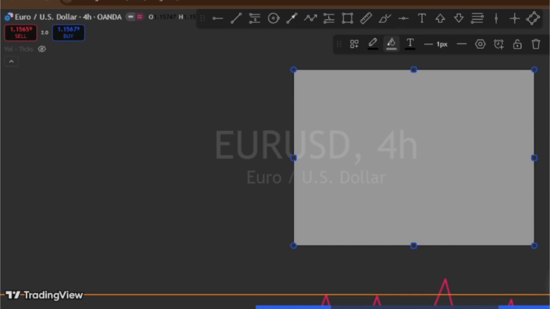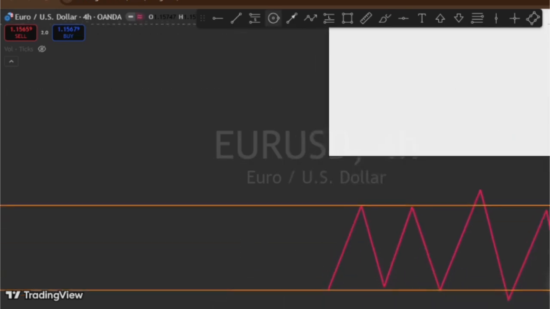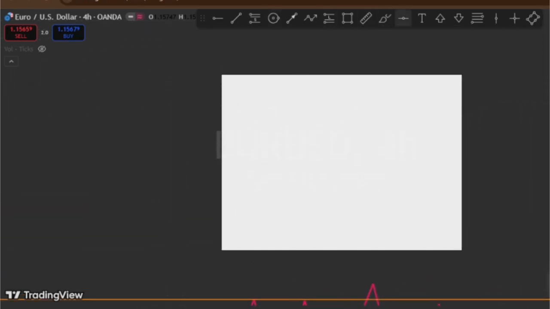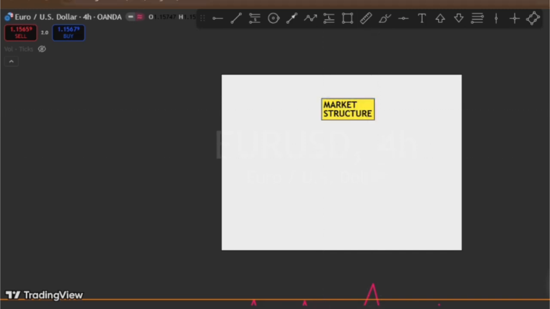So come back to the drawing board. This is our blackboard, guys. We have talked about market structure today. So under market structure, what have we covered?